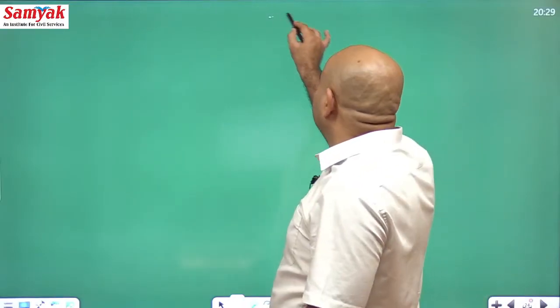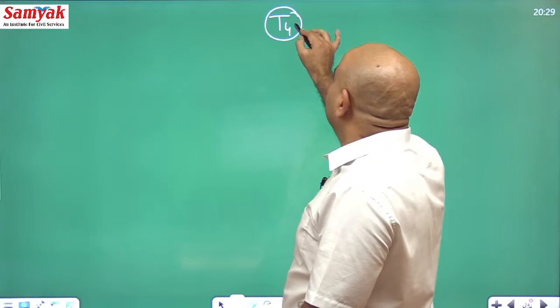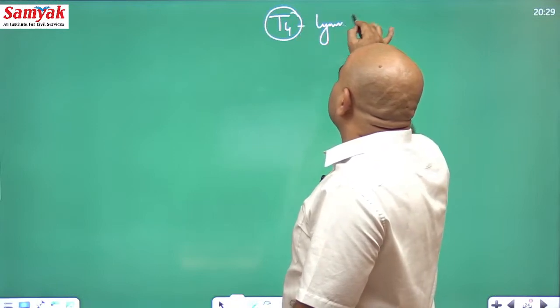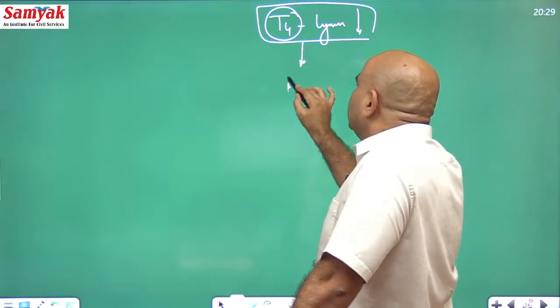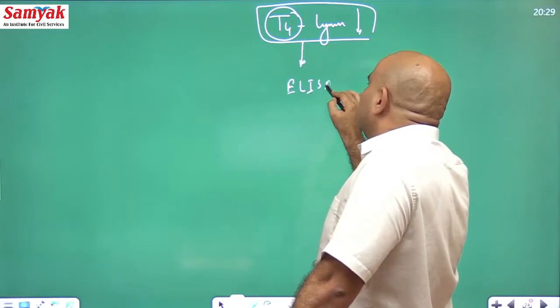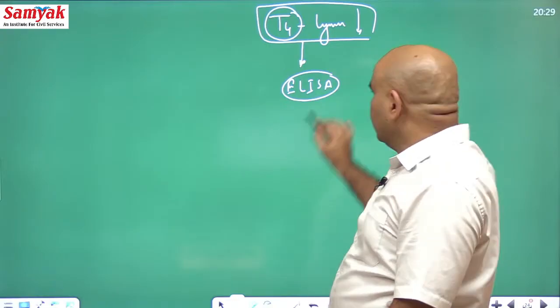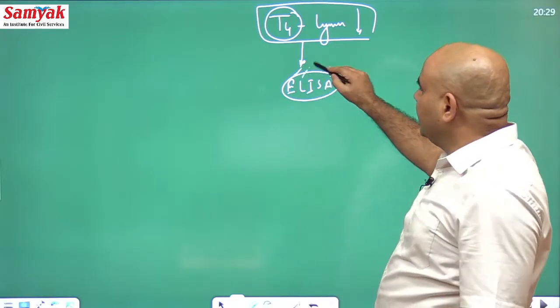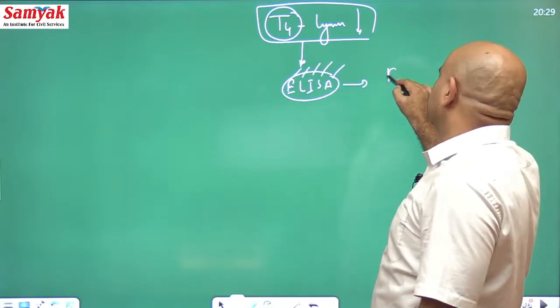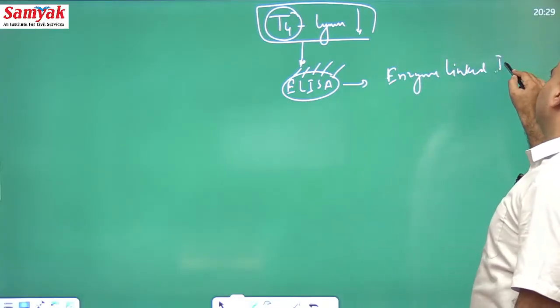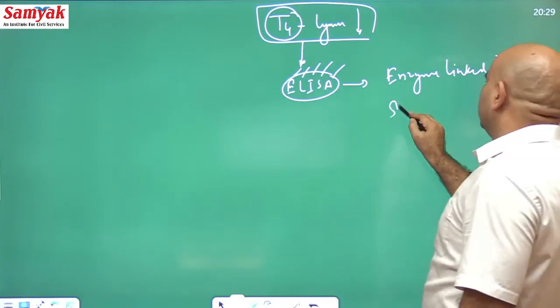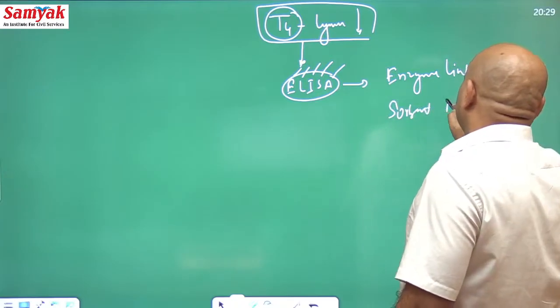Now, the doctor will ask, the primary symptom is what? T lymphocytes will get decreased. When they are decreased, the doctor will ask you to go for a test. The name of the test is ELISA. The full form of ELISA is enzyme linked immunosorbent assay. E for enzyme, L for linked, I for immuno, S for sorbent, and A for assay.